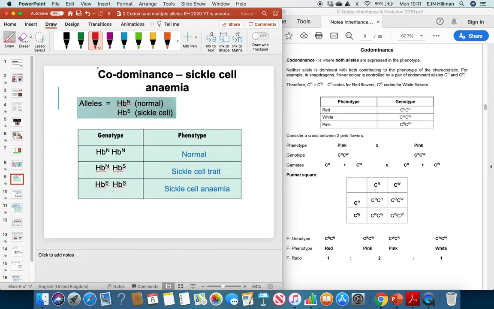Okay, so codominance in sickle cell anemia. We have the HBN hemoglobin normal allele, HBS hemoglobin sickle allele. They produce a normal cell and a sickle cell. So the genotype HBN HBN would be normal. The sickle cell trait is the heterozygous, so HBN, one normal allele, and HBS, one sickle allele. And then a person with sickle cell anemia is homozygous for the HBS alleles.